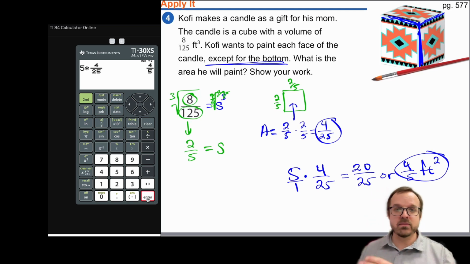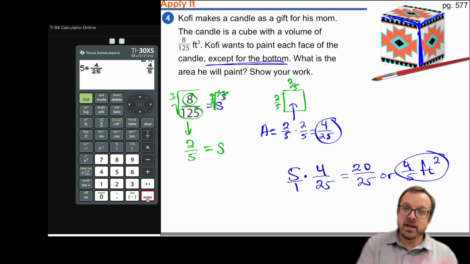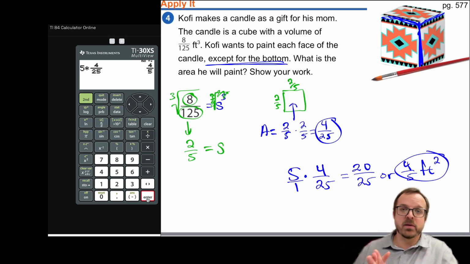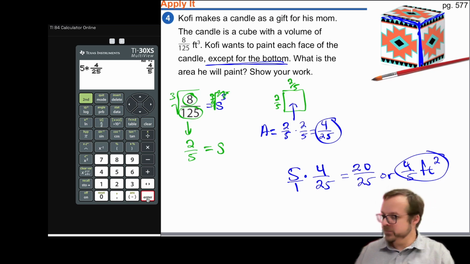If you got the 4/5, you did the math right. But you can see how that's kind of multi-step. You use the volume to find the edge length, then you use the edge length to find the area of one of the squares, and you multiply that by how many squares you'll be painting.